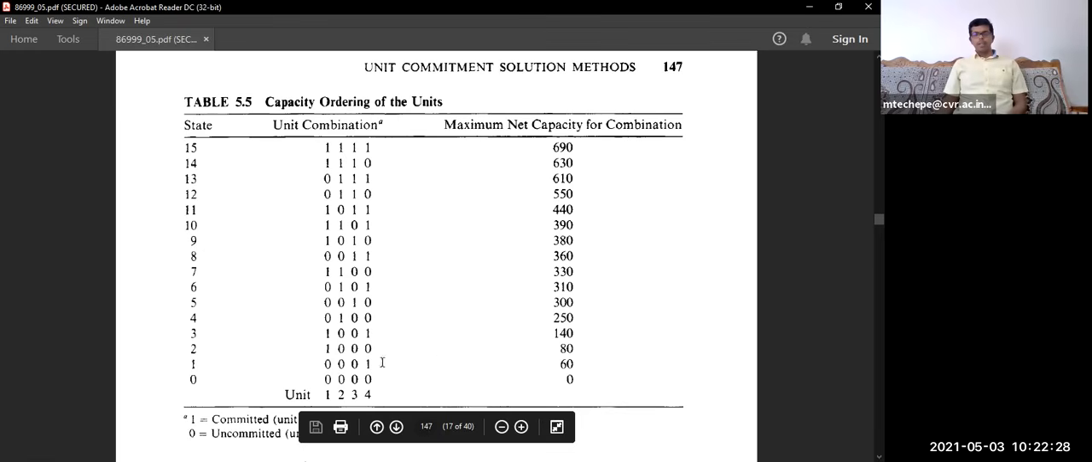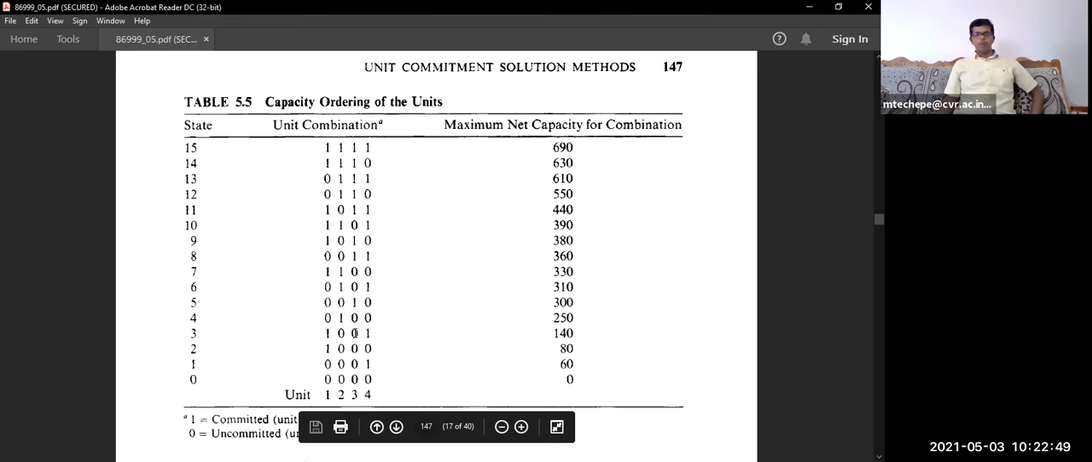If you turn on this fourth generating unit, then what is the maximum net megawatt? We can generate 60 megawatt. So it depends on the demand patterns, on the load demand. If you turn on the fourth generating unit, 60 megawatt will come. If you turn on the first generating unit, 80 megawatt.